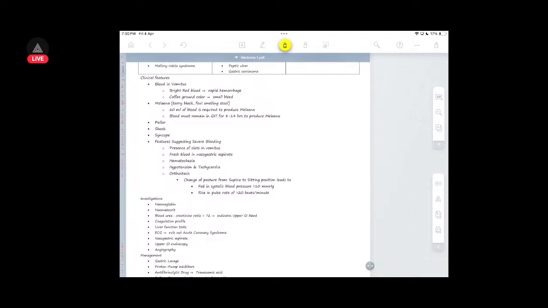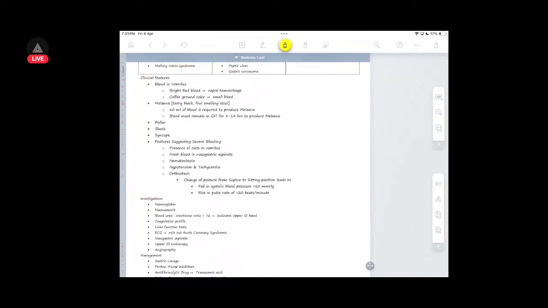So if blood is in vomitus, bright blood is rapid hemorrhage, ground coffee appearance. This is a small bleed. Melena is black tarry, foul smelling stool. 60 ml of blood is required to produce melena. It must remain in the GIT for 8 to 14 hours to produce melena.